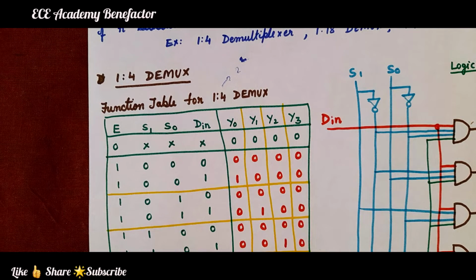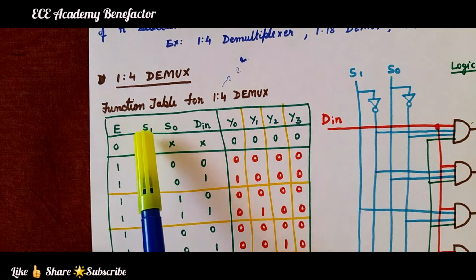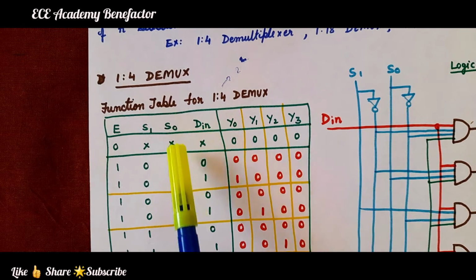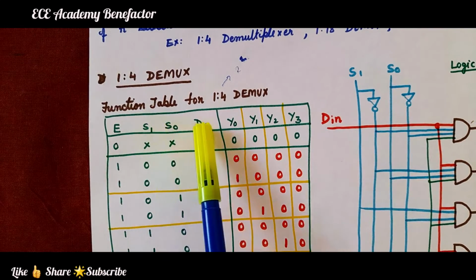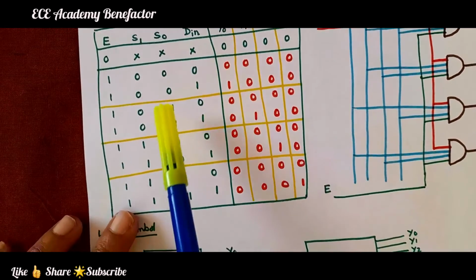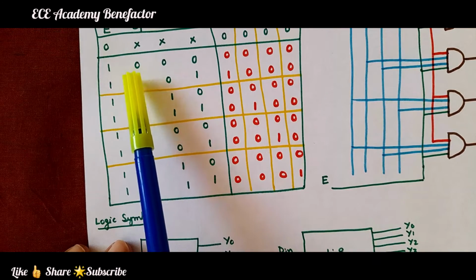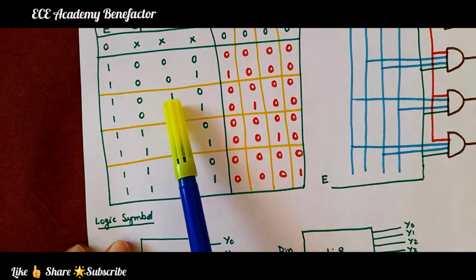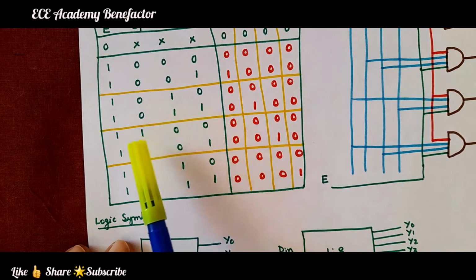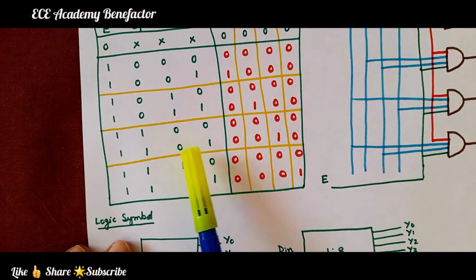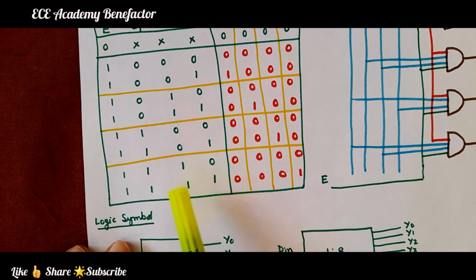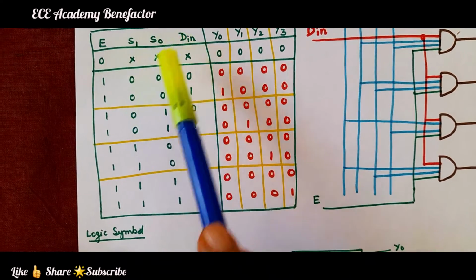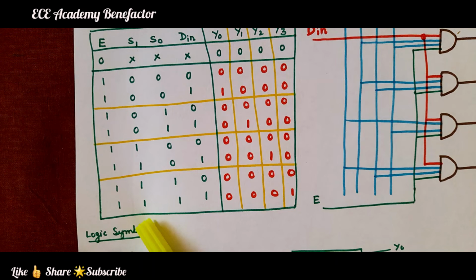So we need to write the truth table for these 3 inputs: selection lines S1, S0 and the data input D in. For these 3 inputs we will have a total of 8 combinations. They are 000, 001, 010, 011, 100, 101, 110 and 111. For these 3 inputs we have written a total of 8 combinations.